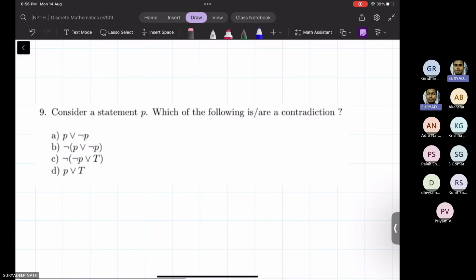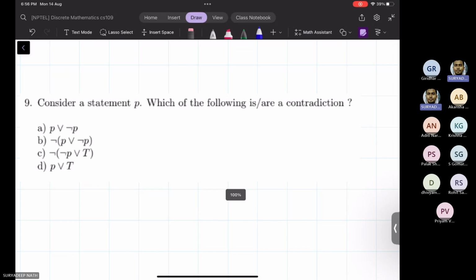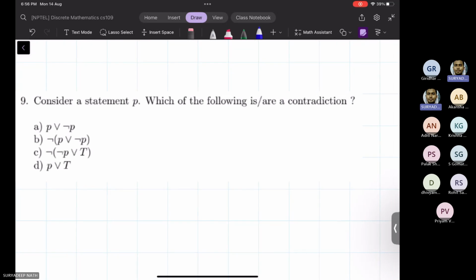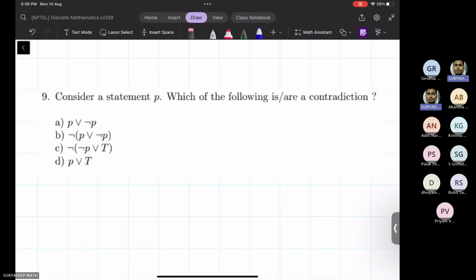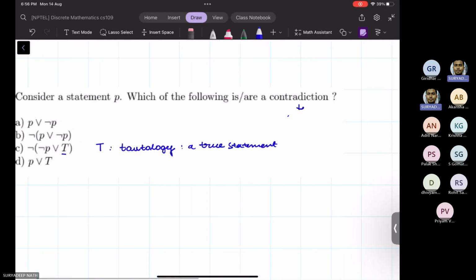Coming to the next question. Consider a statement P. Which of the following is or are a contradiction? Here T stands for tautology. Tautology means that a statement is always true. Now, can anyone go ahead and tell which of the following is or are a contradiction? Contradiction means always false.